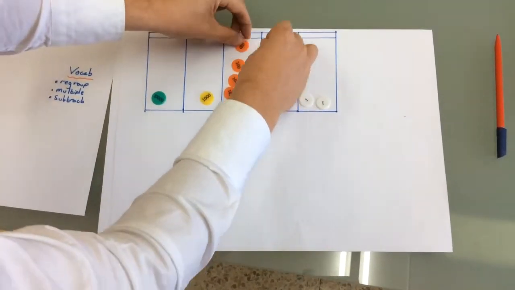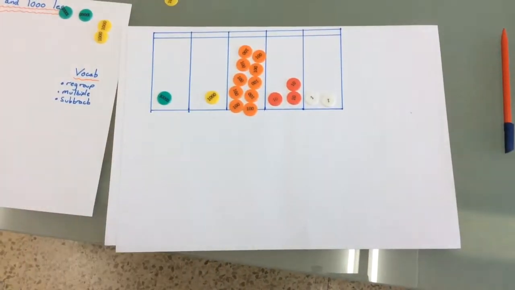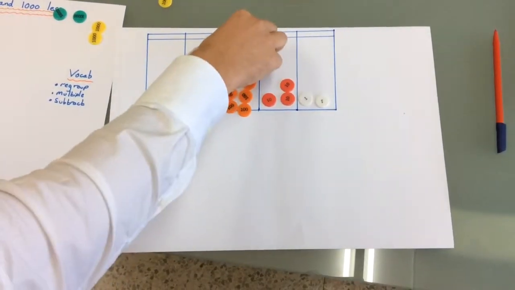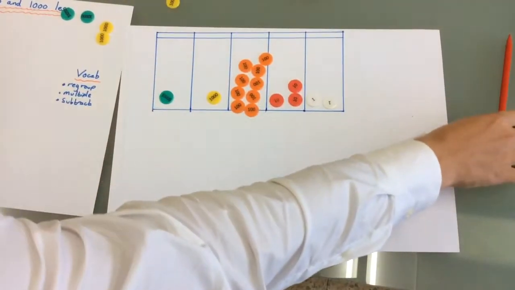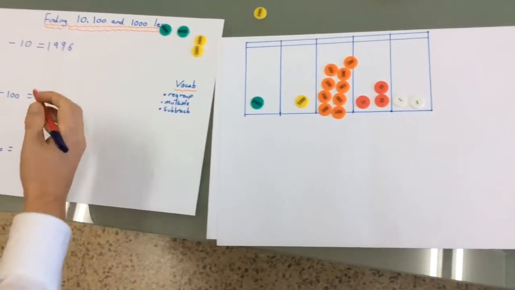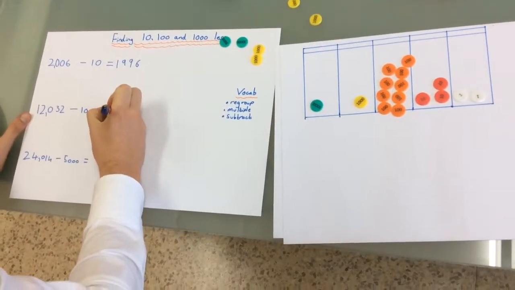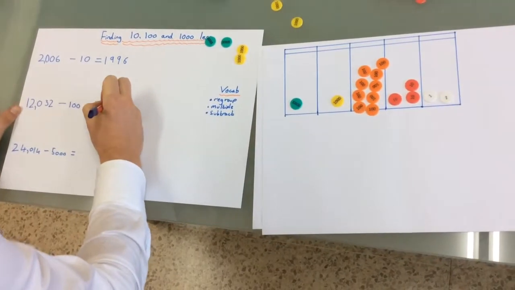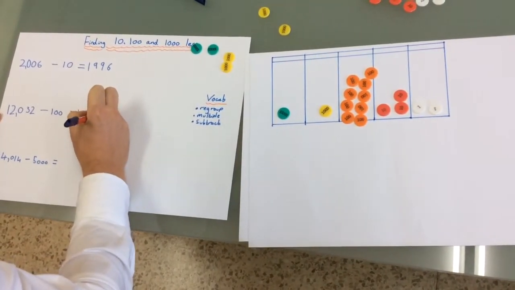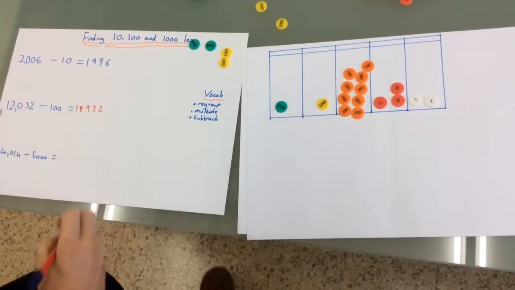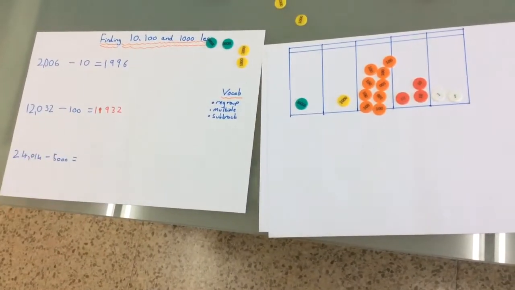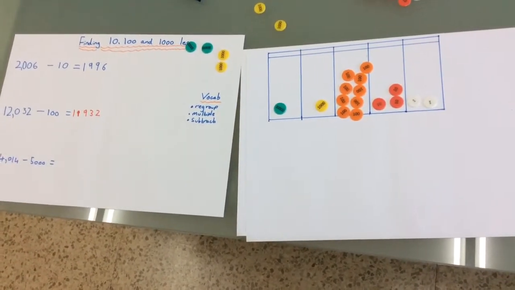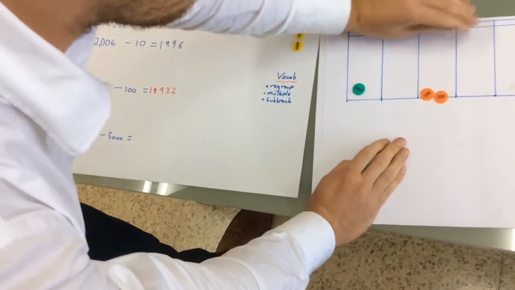And so now I have 10 hundreds. I want to take away 100, which I can now do. And let's have a look what I now have. I now have 11,932. 11,932 is 100 less.